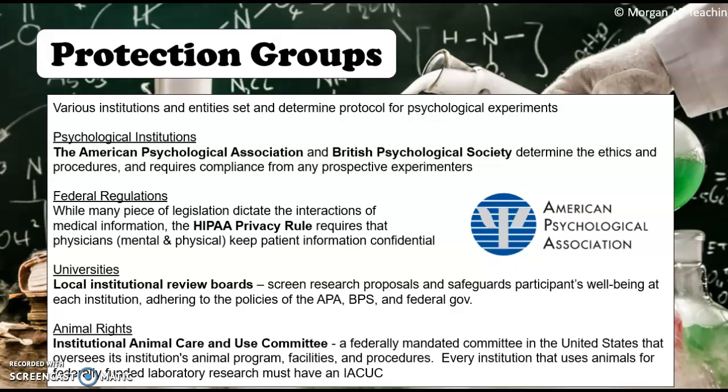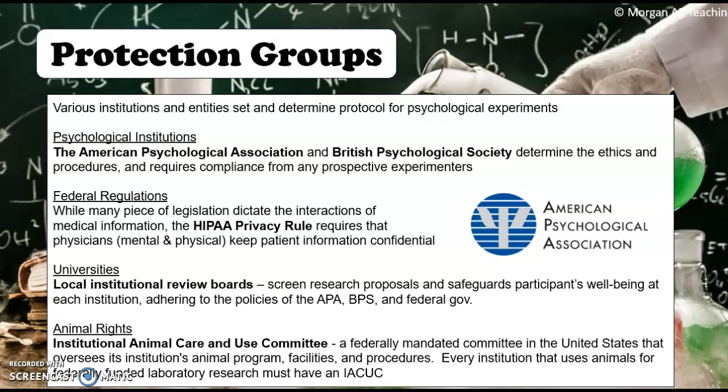Then there are universities, so local institutional review boards. They screen research proposals and safeguard participants' well-being at each institution, and their policies adhere to the APA, the BPS, and the federal government. So if you're an undergrad student and you are a psychology major, there's a very good likelihood that you will conduct an experiment. You will come up with your thesis, your hypothesis, and you're going to show all of your information, all of your stuff that you want to do, to the board, and then they will use the regulations that have been put in place by the APA and the BPS to tell you if your experiment meets ethical requirements.